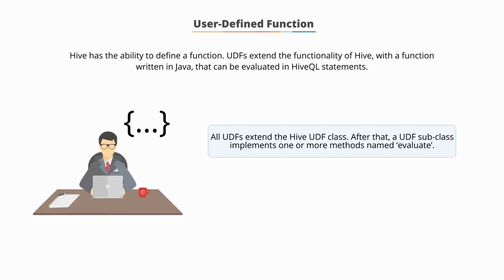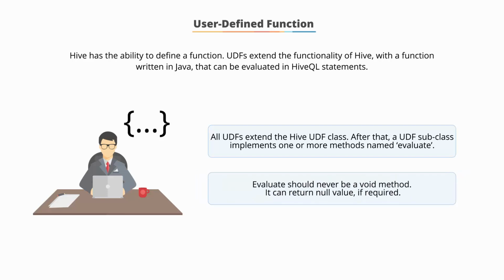After that, a UDF subclass then needs to implement one or more methods named evaluate, which will be called automatically by Hive. Evaluate should therefore never be a void method. However, it can return a null if required.